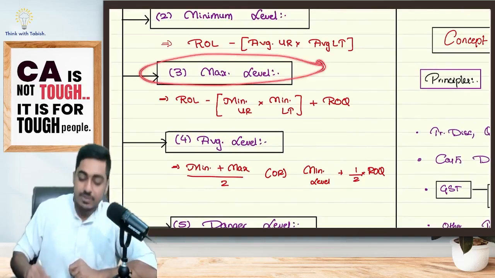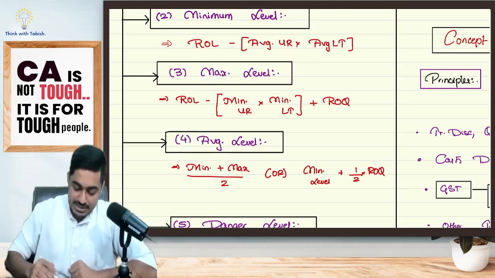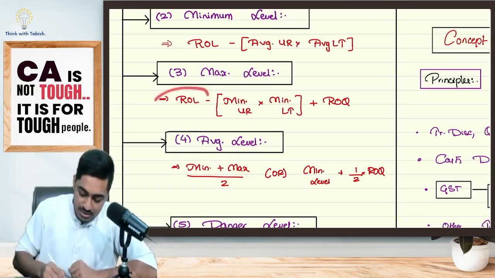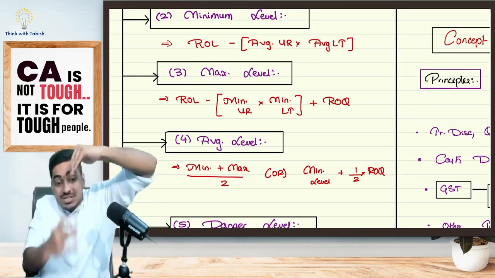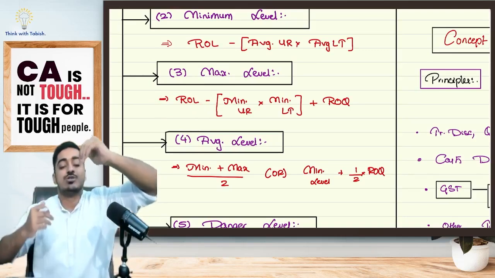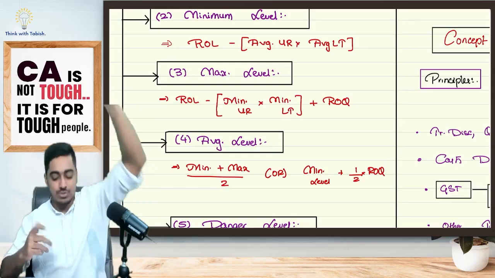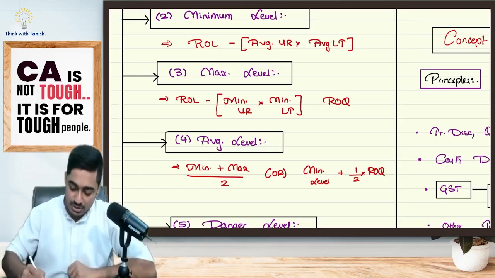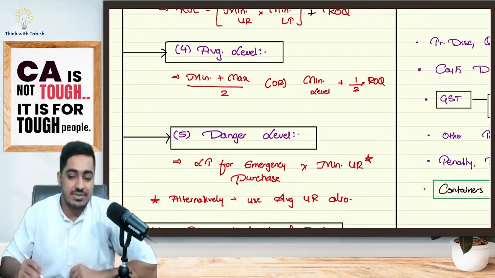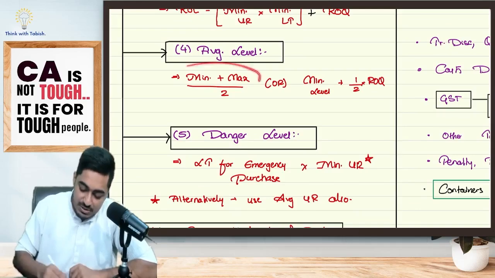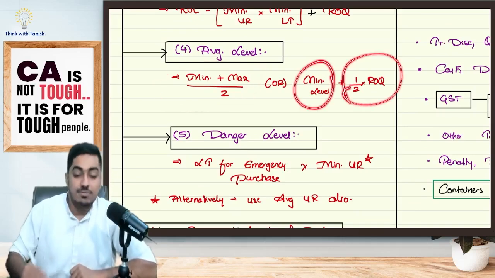Next is maximum level. I'm telling maximum till how much my goods can go. Again, when am I placing the order? At reorder level. But this time, my usage is very less. Because of that, so much of my goods is still there with me. So minus minimum usage rate into minimum lead time, plus I'm getting the fresh goods, that is plus reorder quantity. Is this clear, everyone? Okay. Next is average level. Average is nothing but minimum plus maximum divided by 2. Alternatively, I can also tell it as minimum plus half of reorder quantity.